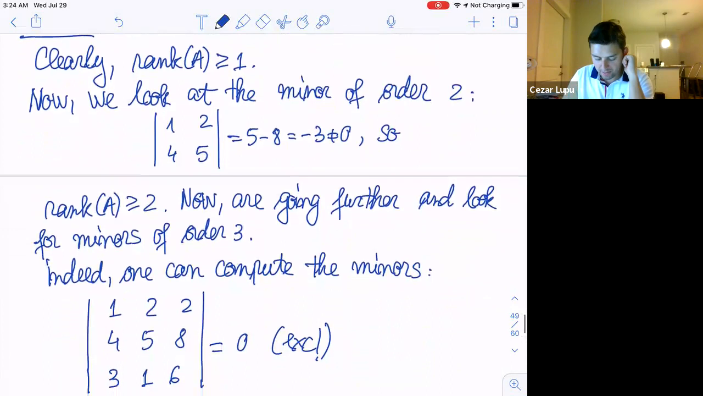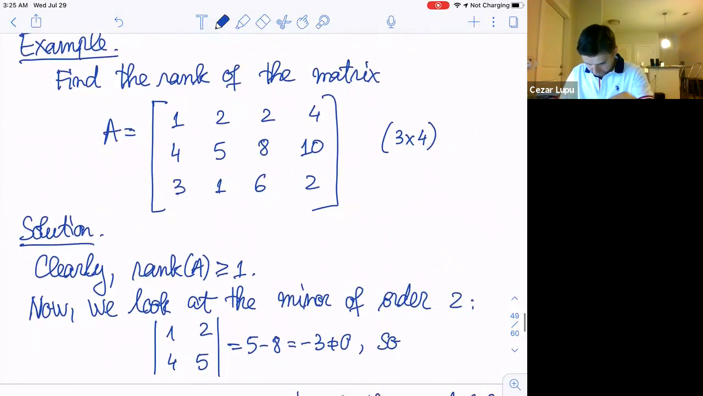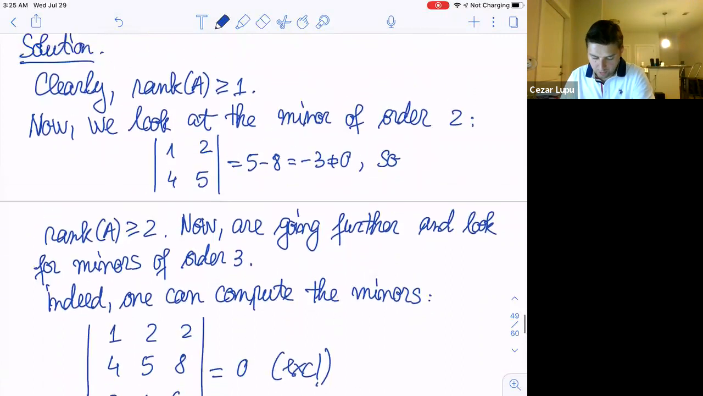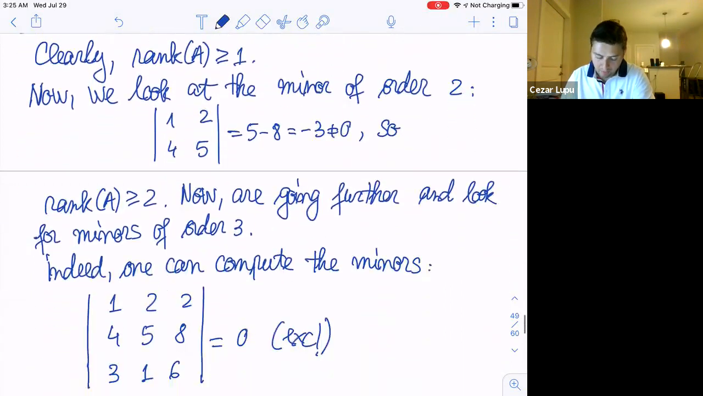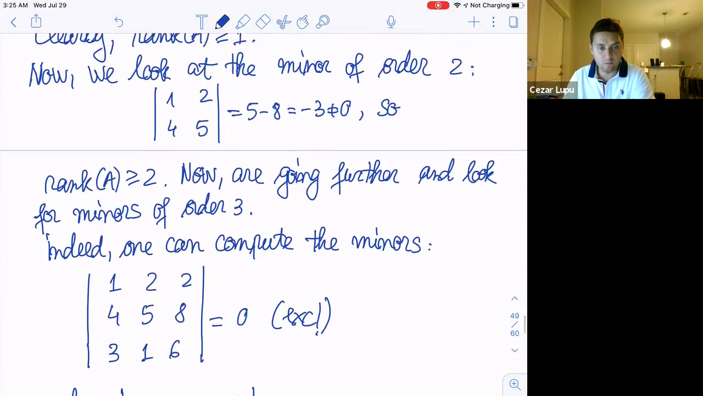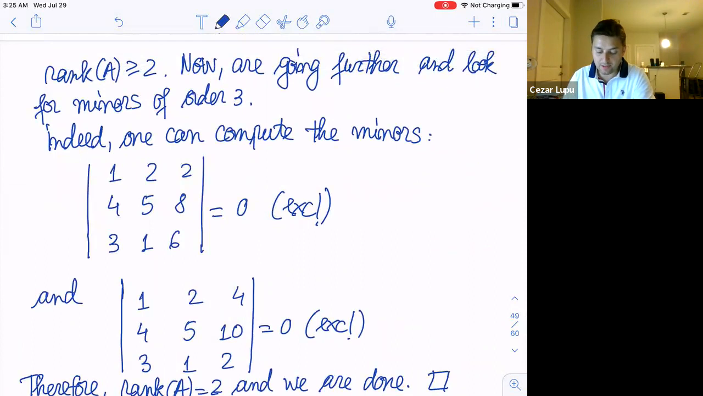And now let's compute the minors. Let's look at the first one, 1, 2, 2, 4. And we'll consider the first one, which will consist of the first 3 columns. So 1, 2, 2, 4, 5, 8, and 3, 1, 6. Surprise, it will give us 0. Let's go look at the second one. Surprise, it will give us 0.